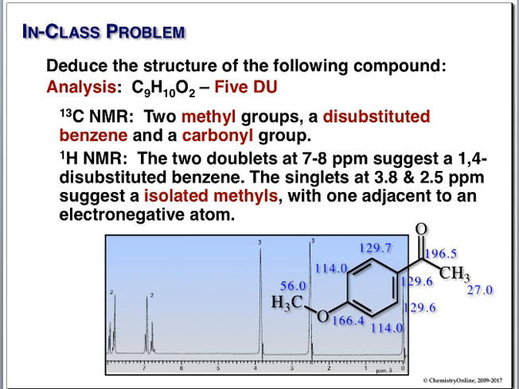Our structure is this guy. The methyl that shifted way down is this guy right here. The one that isn't shifted so much is next to a carbonyl at 2.5. We have disubstituted benzene. Remember, this CH splits this one into a doublet. This CH splits that into a doublet. 2 doublets down here.